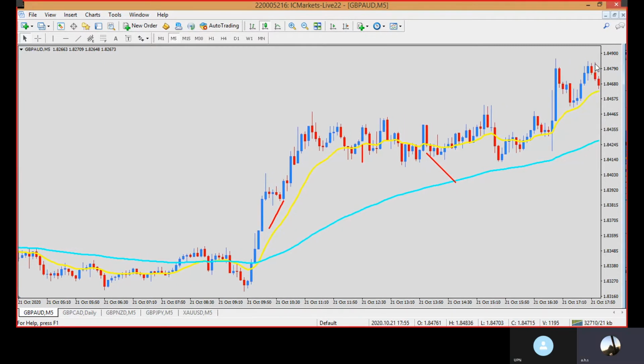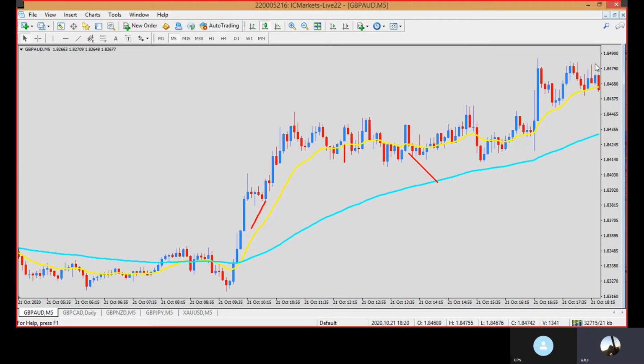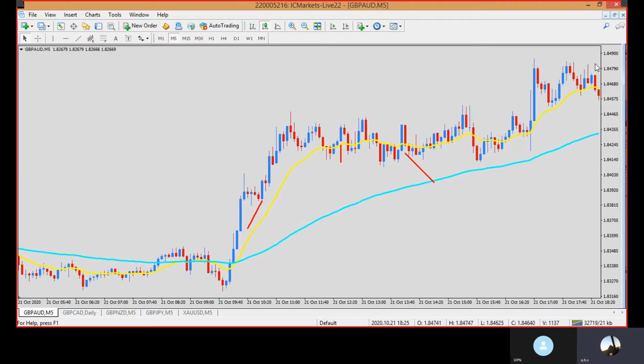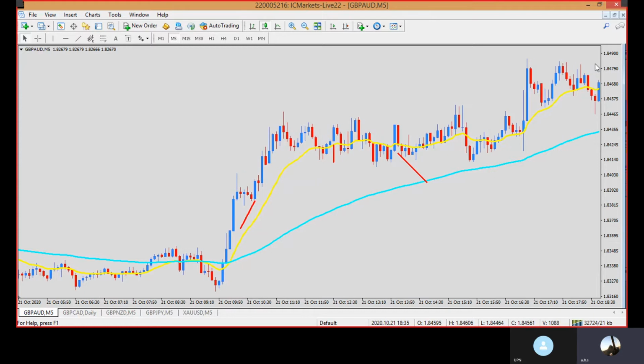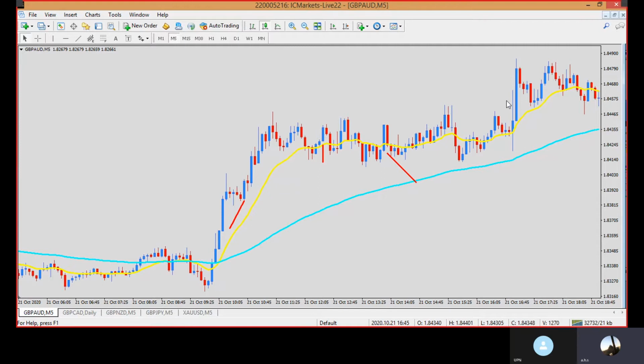Comes in to test the 15 MA again and pops back to the high. Comes in to test the 15 MA, pops higher. Now for a counter trend, if we're looking for a profit taking move, I'm going to use that 15 MA to sell as well. A bit sideways. Okay, I'm going to sell.